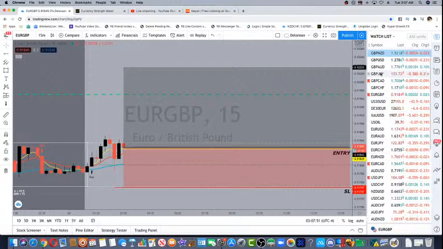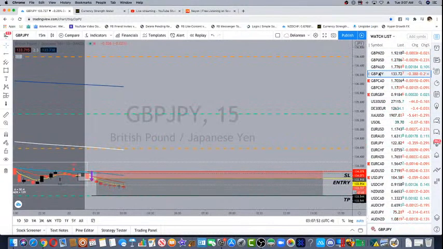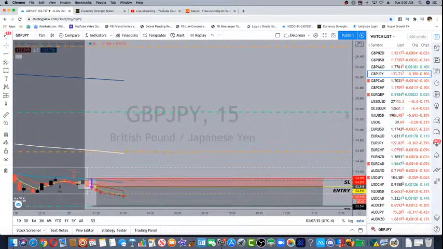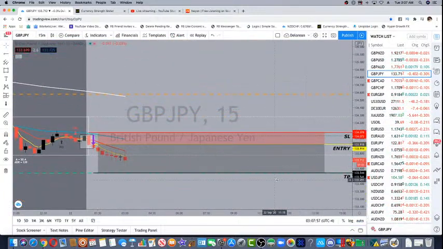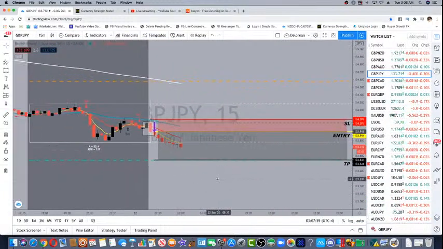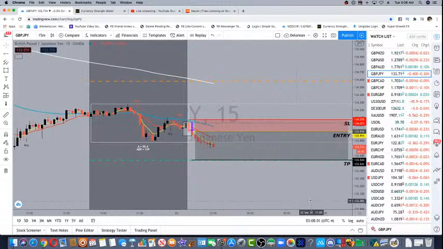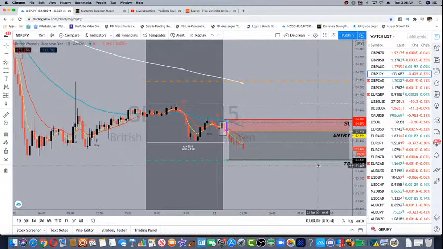Look at our GJ trade. GJ is just doing this, bouncing around. Look at that. GJ coming down here. So as you can see, people, live trading is in effect. We definitely getting that.